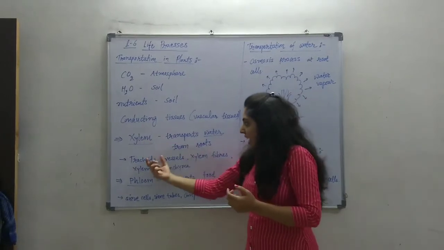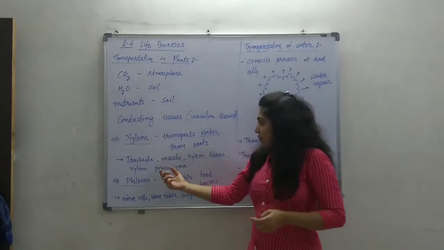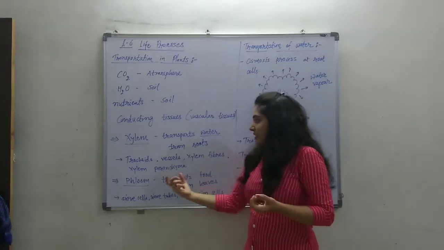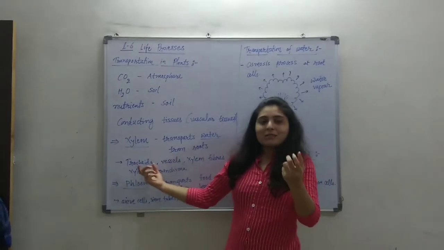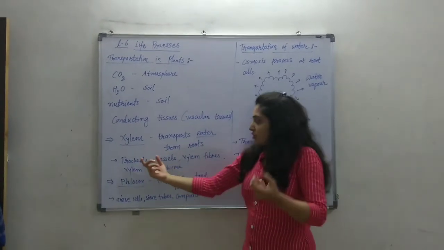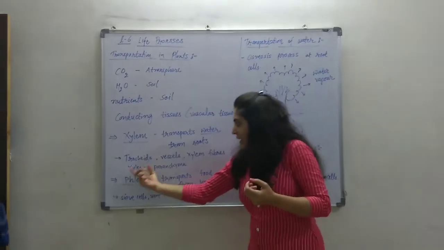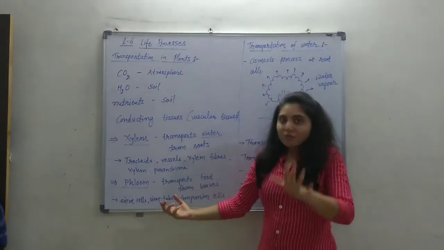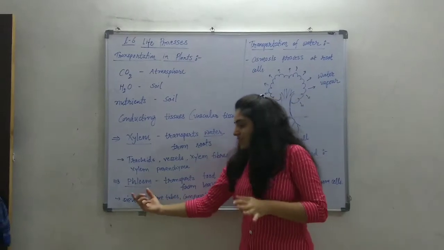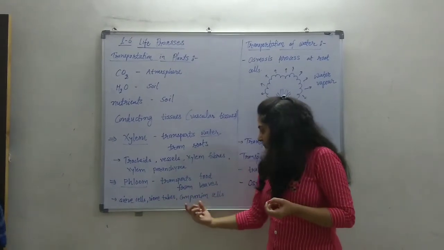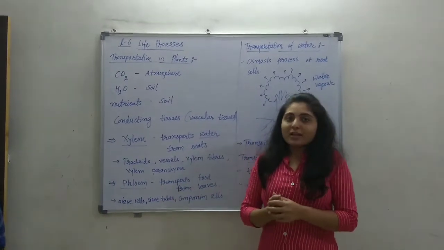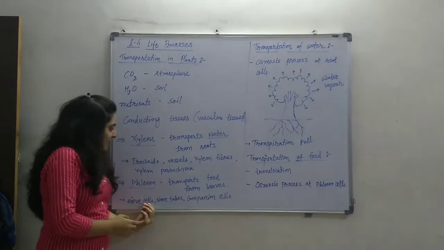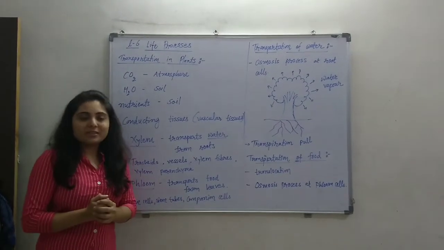Xylem has mainly four components, that is tracheids, vessels, xylem fibers and xylem parenchyma. The conducting function, the transportation function, is mainly done by tracheids and vessels. And in phloem, there are mainly five components, that is sieve cells, sieve tubes, companion cells, phloem parenchyma and phloem fibers. The main conducting is done by sieve cells, sieve tubes and companion cells.